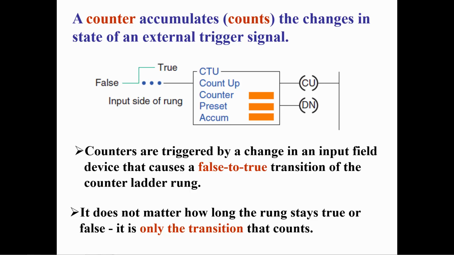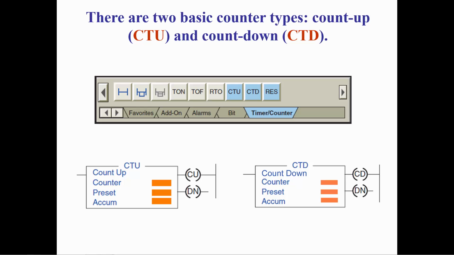Counters change their accumulated value when the rung goes from false to true, and will not change the accumulated value again until the rung goes false and then true again.